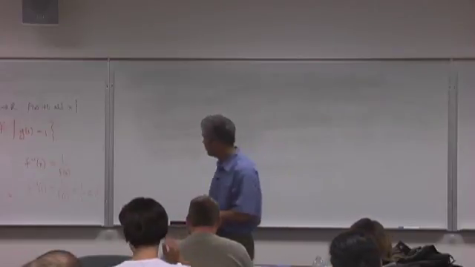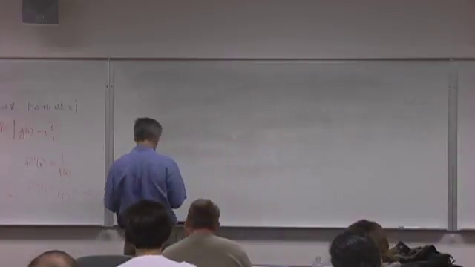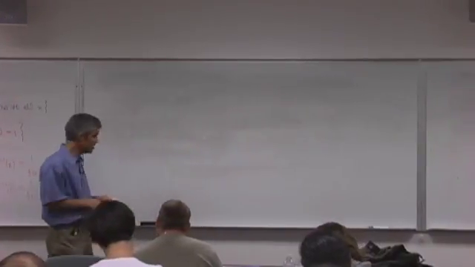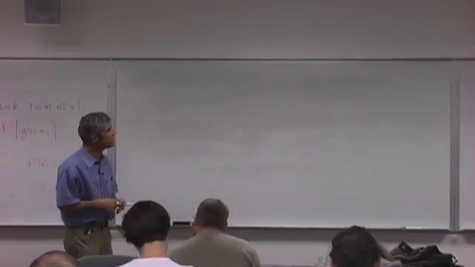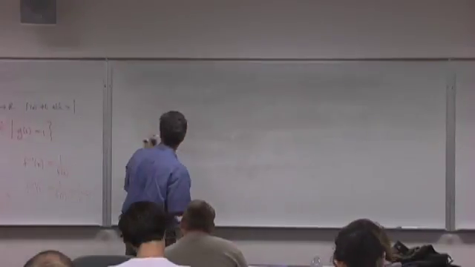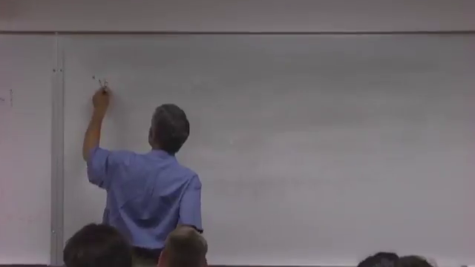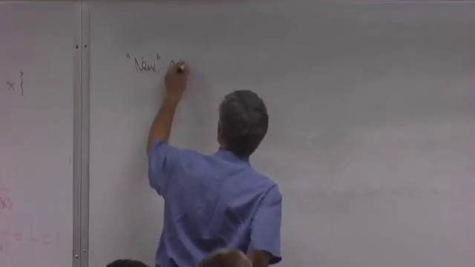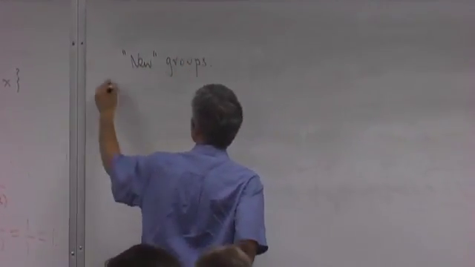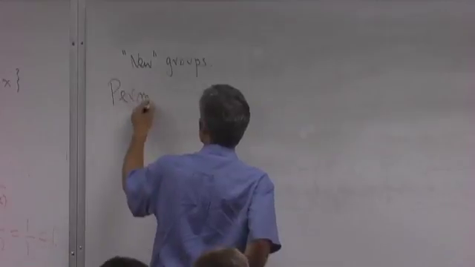Okay. So here is what I'll say we did on Monday. Here's what I did on Sunday, and you viewed between Sunday and now. What we're going to look at is a new type of groups. So new groups. These are what are called permutation groups.